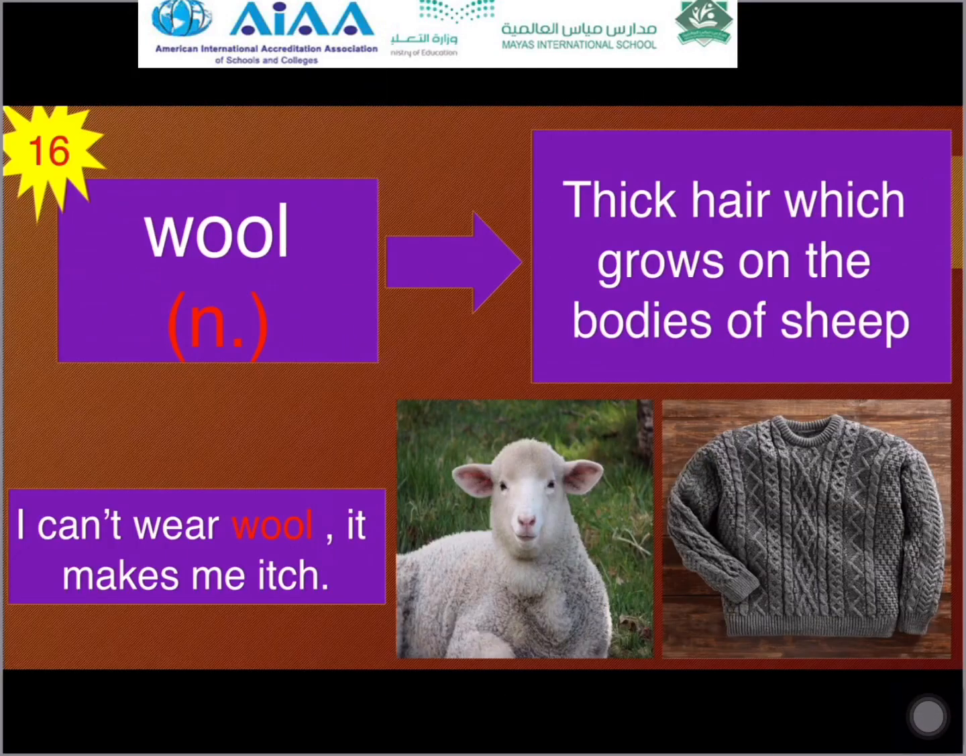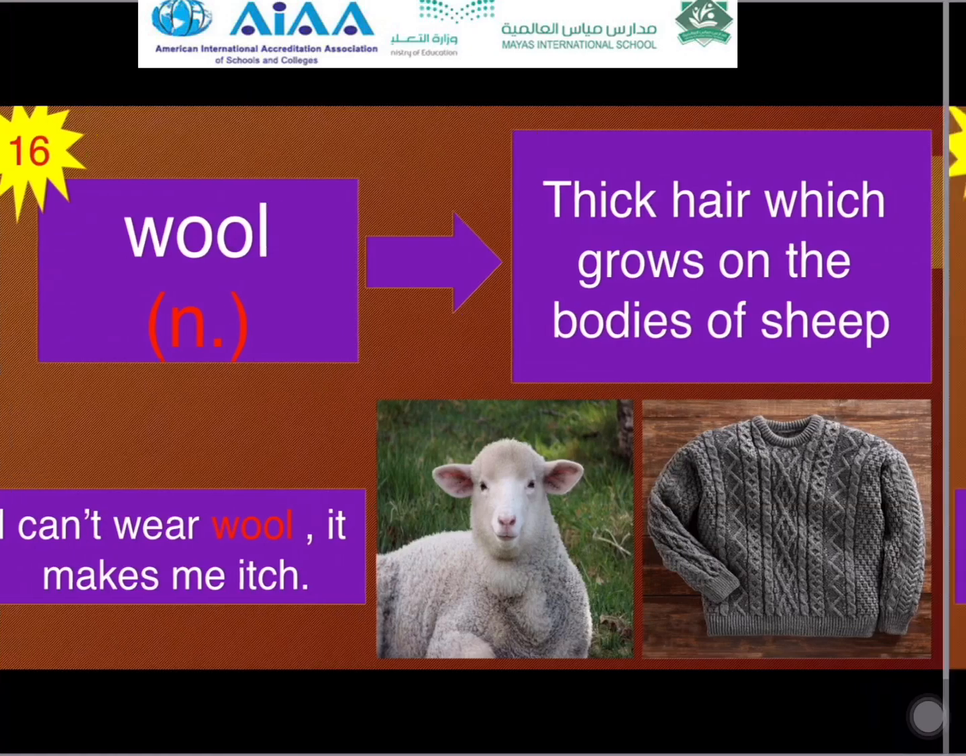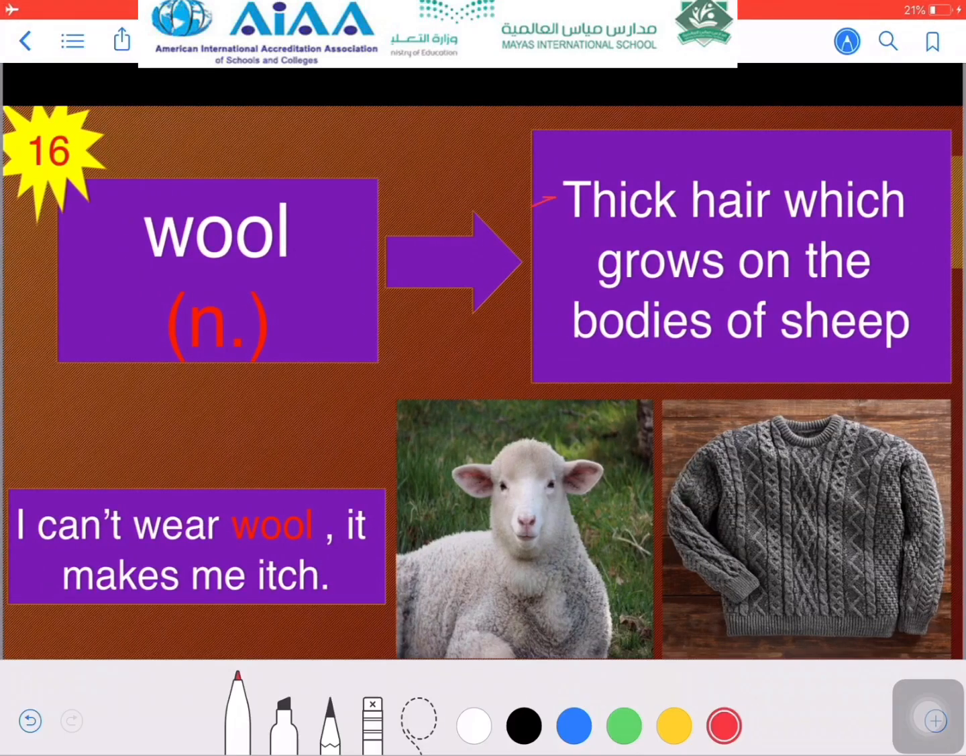Here, we have the word wool. Again, the word foot, wool. If you forget how to say the sound, remember, foot, wool. Okay, what is wool? Where do you get wool from? It's thick hair, which grows on the bodies of sheep. You see this sheep? We take wool from the sheep.